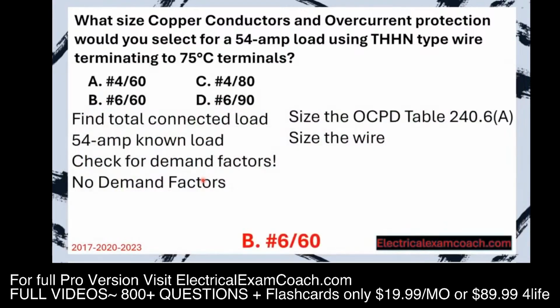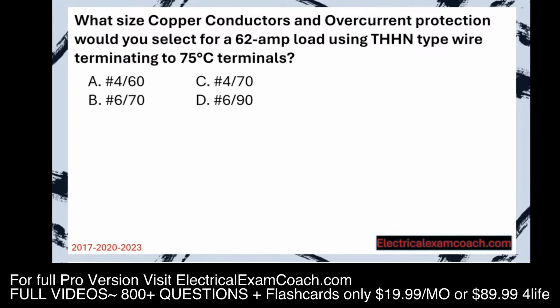And we're going to select a 6-gauge wire on a 60 amp overcurrent device. Let's get to it. What size copper conductor and overcurrent protection would you select for a 62 amp load using THHN wire terminating to 75 degree C terminals?